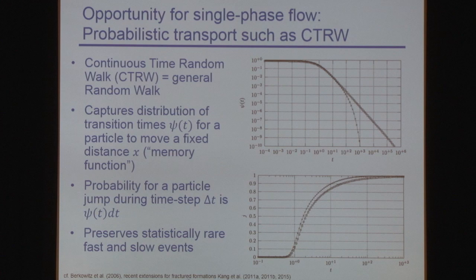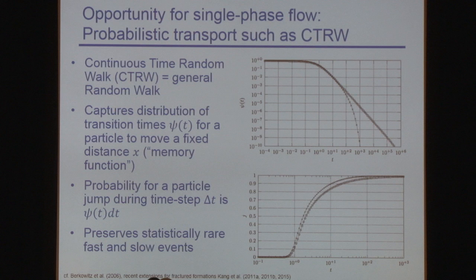What a continuous time random walk does is capture the distribution of these transition times, the time it takes our drunken Scotsman to take one step from the pub back to the road, to the fish and chip shop, and so forth. So it captures the distribution of transition times, psi of t, for a particle to move a fixed distance, x. And it does this through a memory function. An example memory function is plotted here. Again, note the log-log scale.